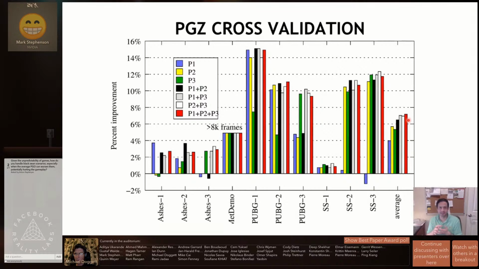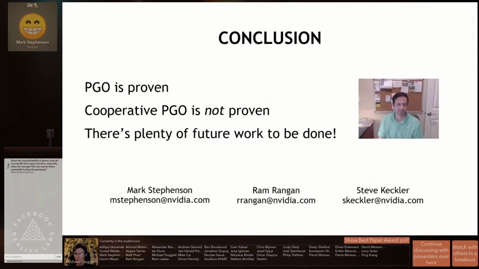The promising thing about this set of results is that the combined profile dataset performs near the peak for all of the benchmarks that we looked at. In addition, we do well on the Metro Exodus demo, which is comprised of thousands of frames. So we hope this bodes well for a collaborative PGO approach. All right, it's good to end on a hopeful note.